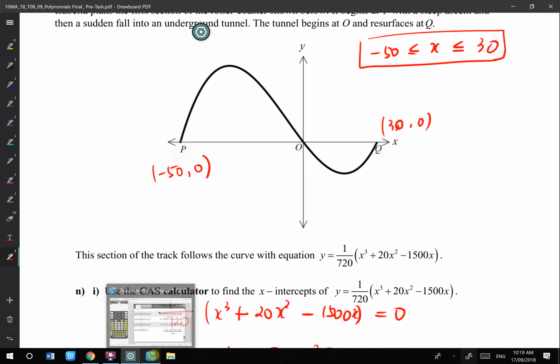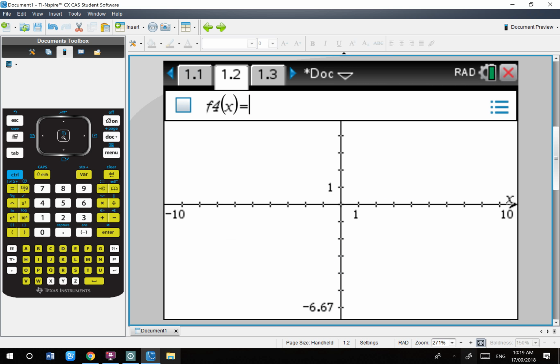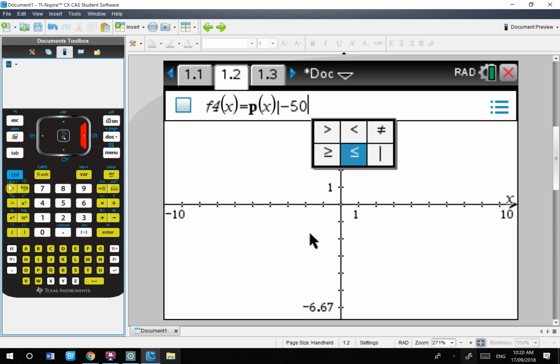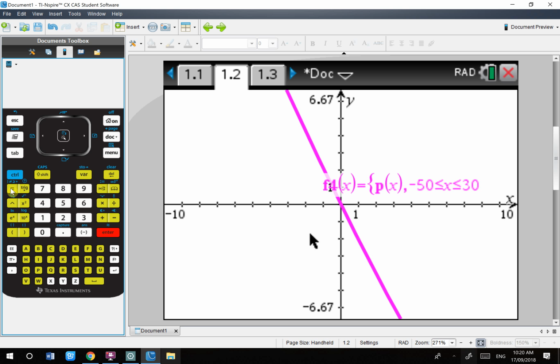So what I will do is open another page because it's another question about the roller coaster. The function I want to sketch is P(x). But even though it's P(x), I want to go control equal to restrict the domain. My domain is negative 50 to x to 30, because I know the graph only stops from negative 50 to 30. And I'll press enter. Why does my graph look like this?